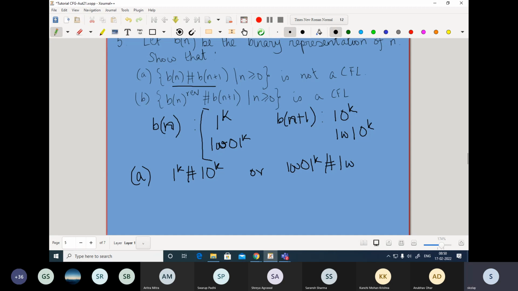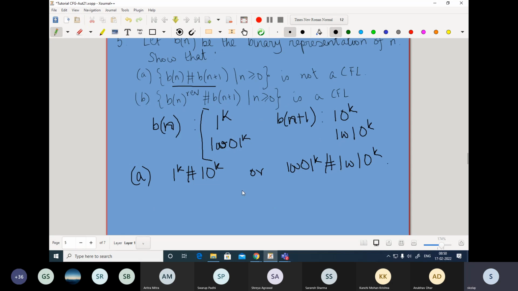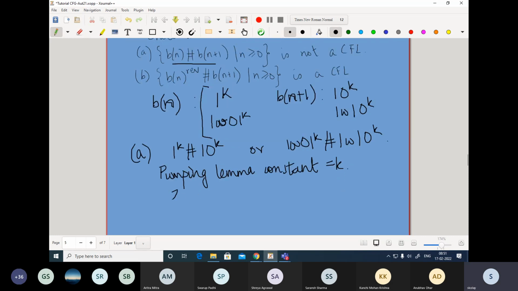Okay, now you have to show that this is not a context-free language. So one standard way of doing it is applying pumping lemma. How do you want to do it? Let me say the pumping lemma constant is k. Now you have to choose a string z such that the length of z is at least k. Okay, now proceed. How will you apply pumping lemma? What is the z you want to choose? And then you have to analyze what happens when the adversary gives you a partitioning of z.